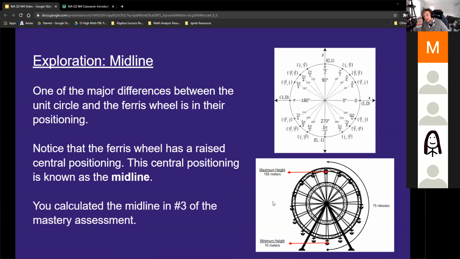And that was what we calculated, that midline, right? That middle is actually what we calculated in number 3 on that mastery assessment. So remember, guys, we said that this was the midline here. Okay. So midline is going to be a way for us to look at things like amplitude and the period and kind of looking at our positioning of our function, right? So that's what the midline is.